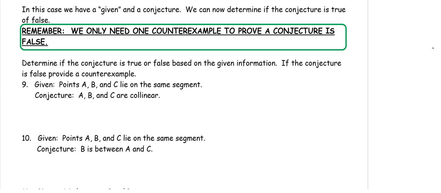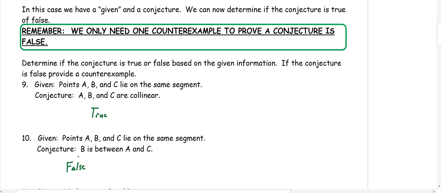So in number 9, we are given A, B, and C lie on the same segment. So our conjecture is that A, B, and C are collinear. Well, the definition of collinear means that they're on the same line or segment. So this one has to be true because it's the definition. Number 10, given A, B, and C lie on the same segment, B is between A and C. This one is false.